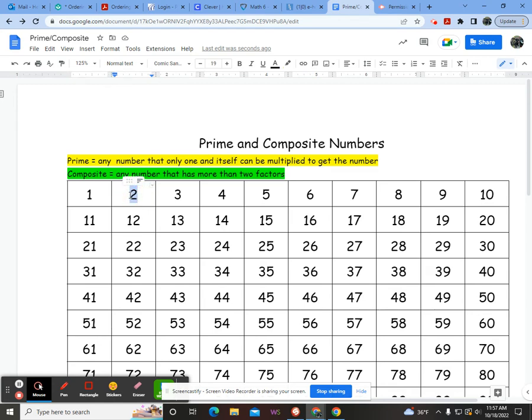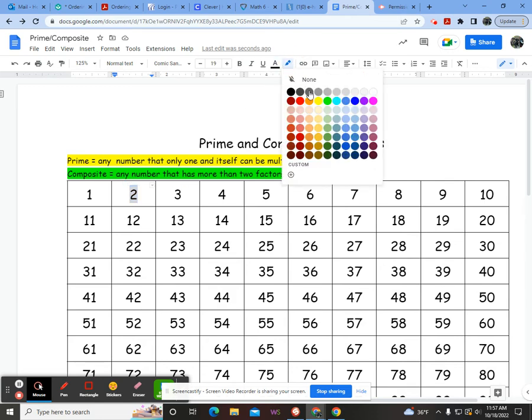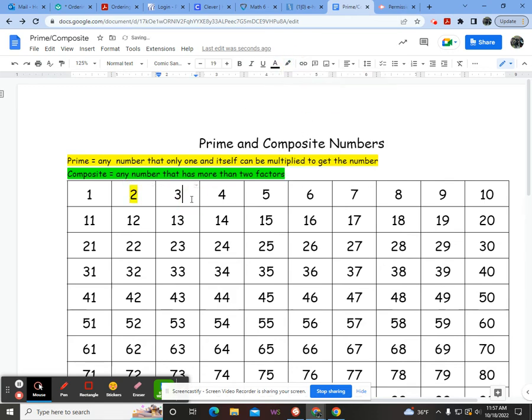Again, we're going to go one by one to start with, but then we'll see some patterns. The number 2. Is there anything besides 1 times 2 that we can multiply to get the number 2? Yes or no? No. So we are going to highlight the number 2 yellow because it is prime.